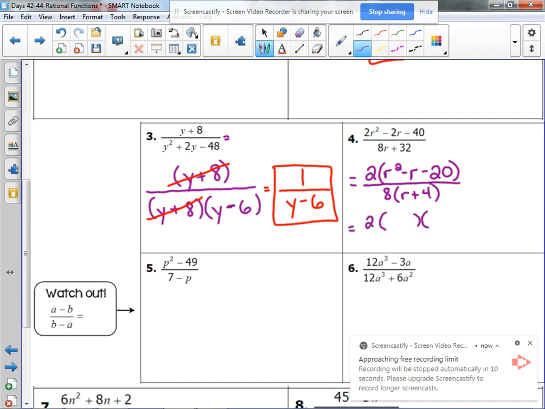That numerator will factor further. r times r is r squared. Negative 5 plus 4.